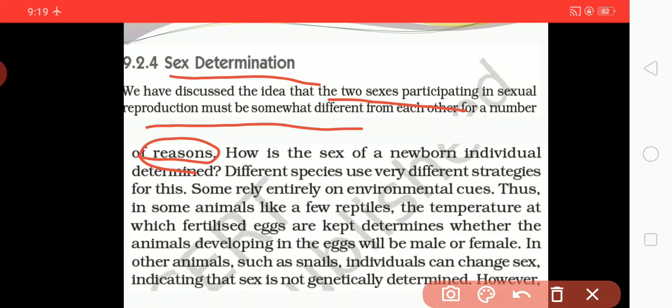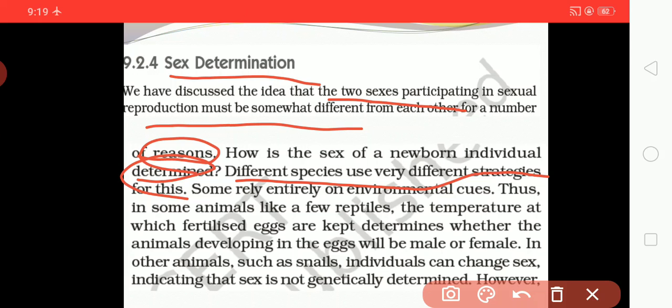Both of them do not have the same pattern. How is the sex of a newborn individual determined? How can we determine whether a newborn baby is a baby girl or a baby boy? Different species use very different strategies for this.